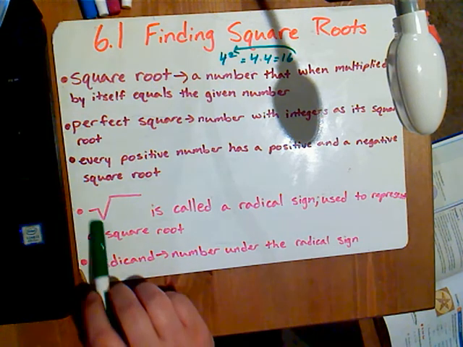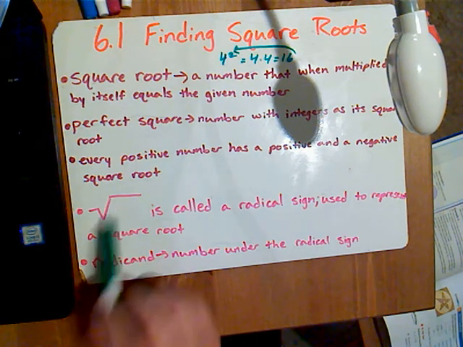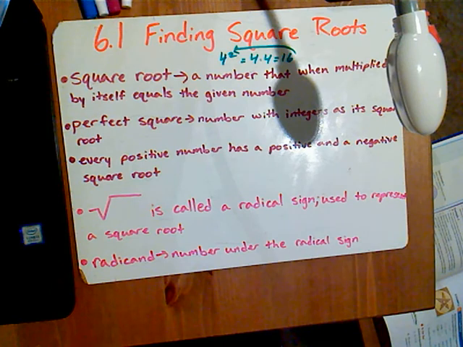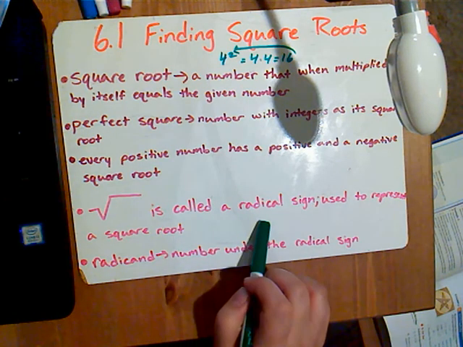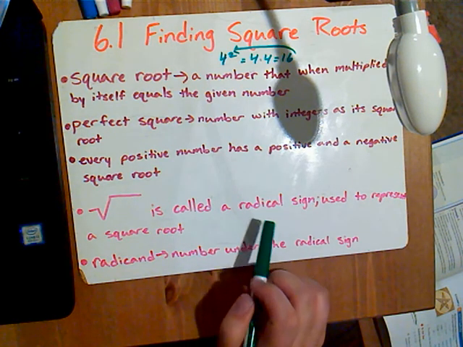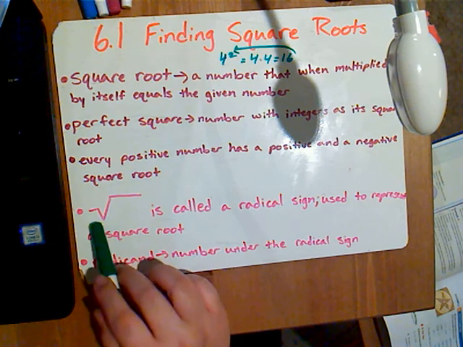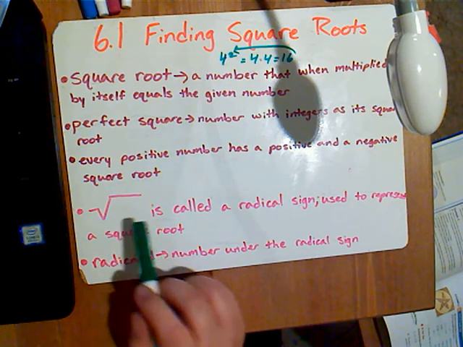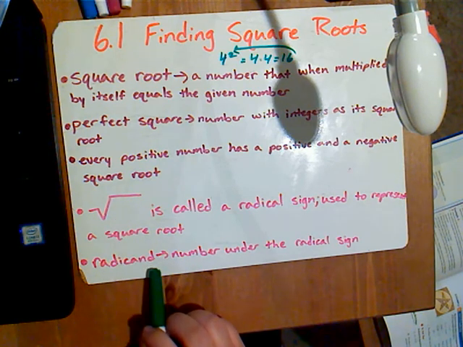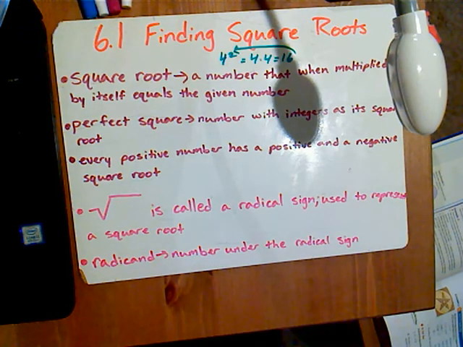The little sign that we use for square root is called the radical sign, and it's used to represent a square root. Then you have the radicand, and that is the number under the radical sign. So those are some of your key terms.